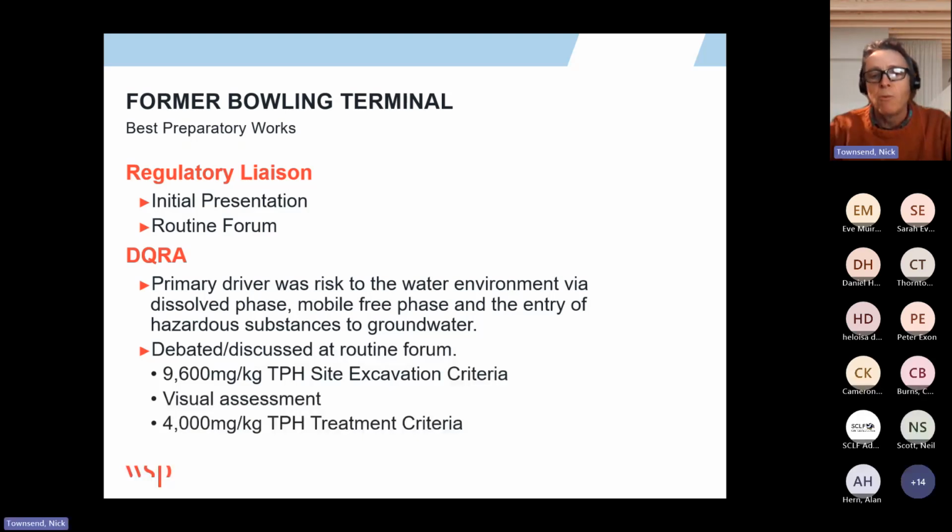I think the early involvement enabled face-to-face introductions and also allowed the regulators to set out their concerns and expectations. The primary concern was the presence of hydrocarbon impact within unsaturated and smear zones, and the DQRA clearly noted a risk to the water environment.